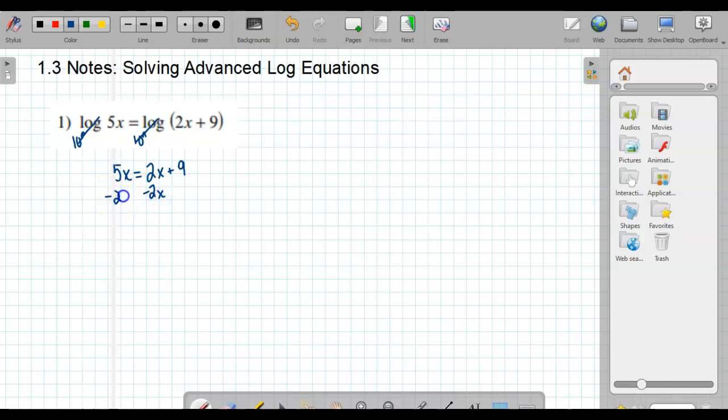so we'll subtract 2x from both sides. We get 3x equals 9. And then our last step is to divide by 3. So we're going to get x equals 3 for our answer. We do want to plug that back in just to make sure it doesn't give us zeros or negatives here. Of course, it does not for this one, so 3 will be our answer.